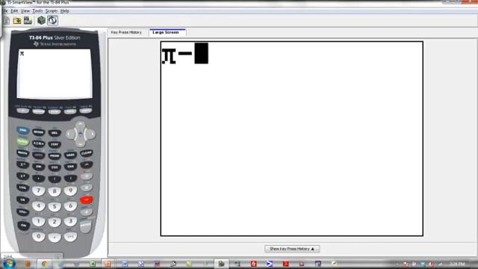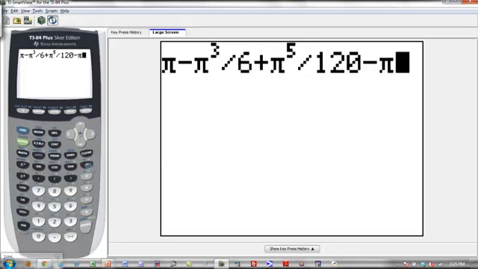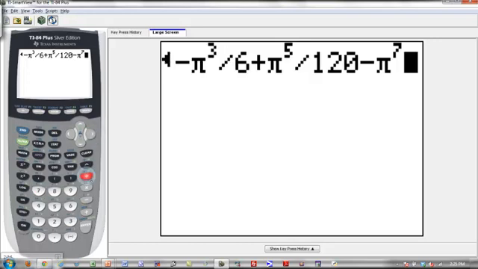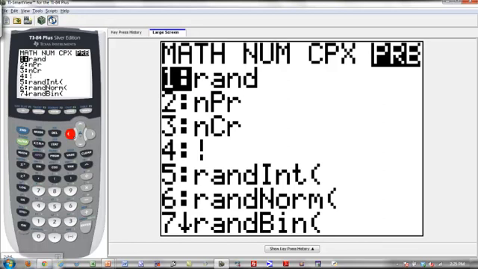Pi minus pi cubed, pi to the 3rd divided by 3 factorial. I'm just going to write down 6 because I don't want to go into the menu. Plus pi to the 5th divided by 5 factorial, which is 120, minus pi to the 7th over 7 factorial. 4.